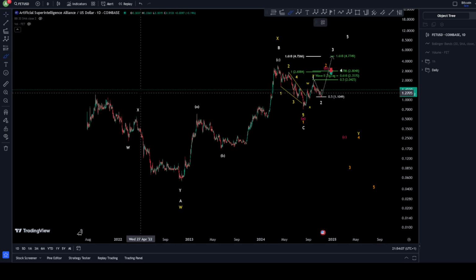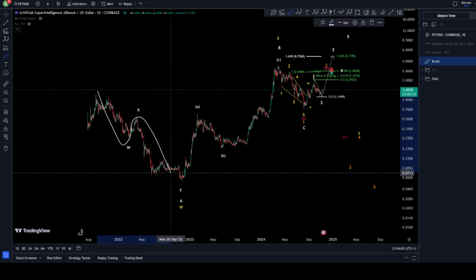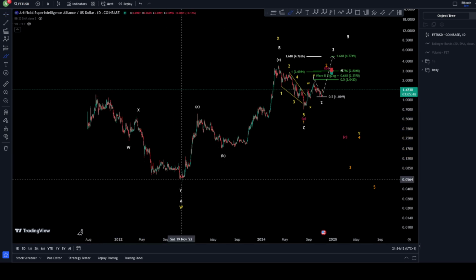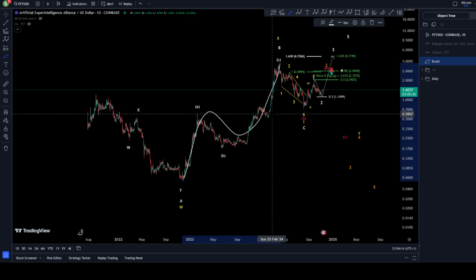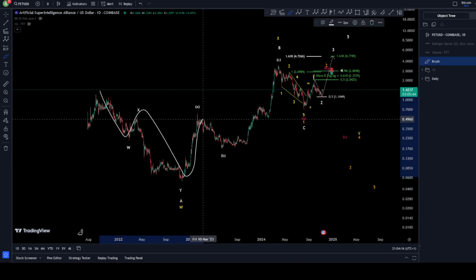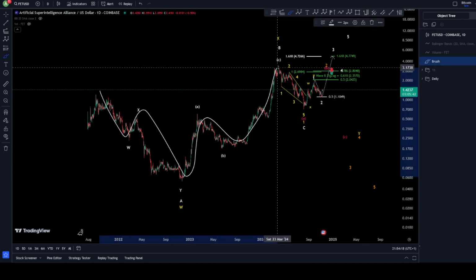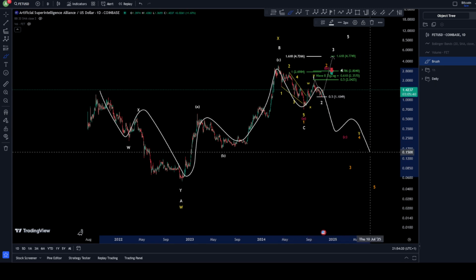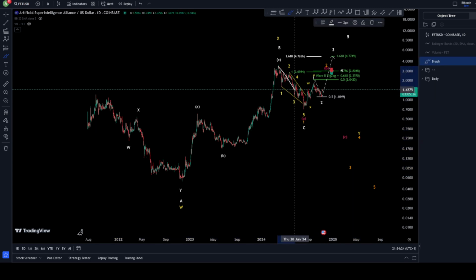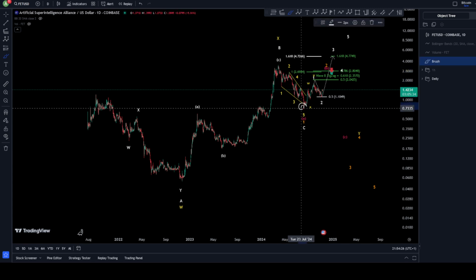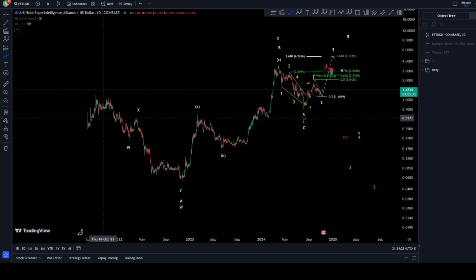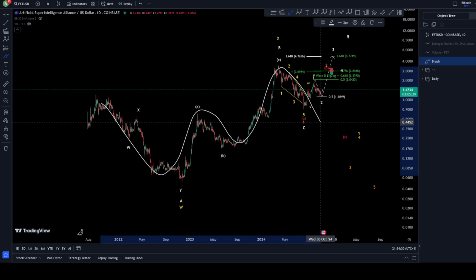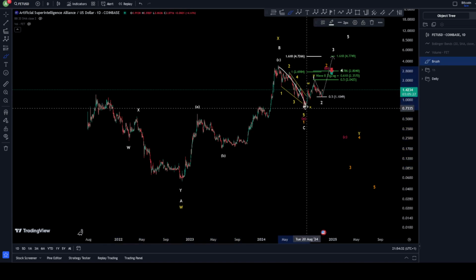Starting on the daily chart, we are looking at a WXY towards the downside, 3 waves and 3 waves as ABC, which give us an expanding flat formation. We are still looking for a wave C towards the downside as 5 waves. However, these 5 waves might finish as very short, turning this expanding flat into a running flat.